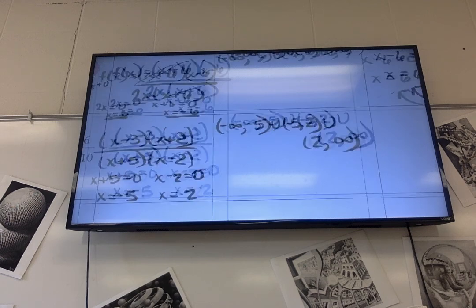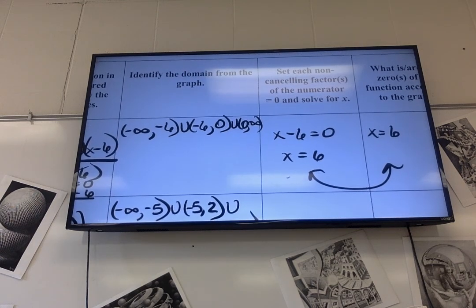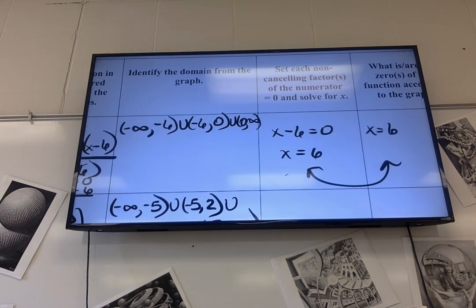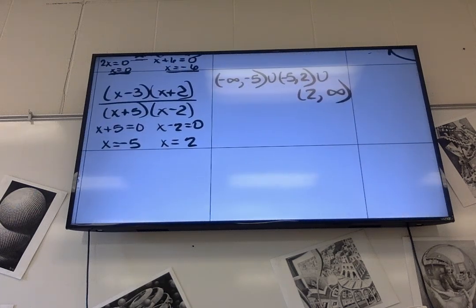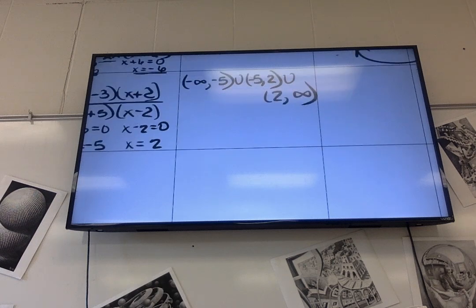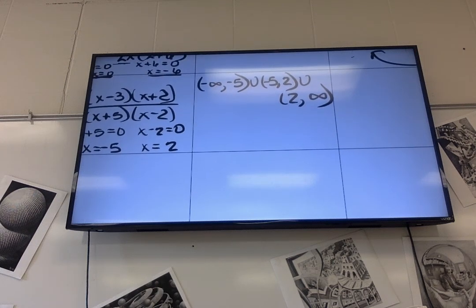Okay. Then, whatever doesn't cancel, we set equal to 0 from the numerator. So what two things, or one thing, whichever, are we setting equal to 0, Jenna? I did x minus 3 equals 0 and then x plus 2 equals 0. Yeah. So both of these, so -3 and -2.